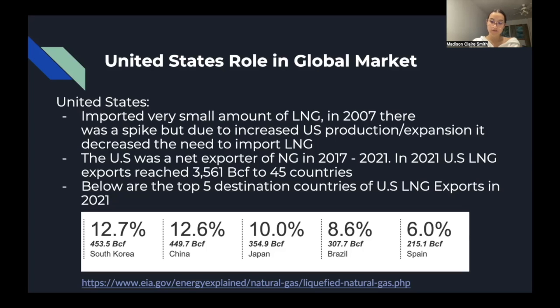In 2021, US LNG exports reached 3.6 BCF to 45 countries. Below are the top 5 countries that the US exports to. Number 1 is South Korea, 2 is China, 3 is Japan, 4 is Brazil, and 5 is Spain.